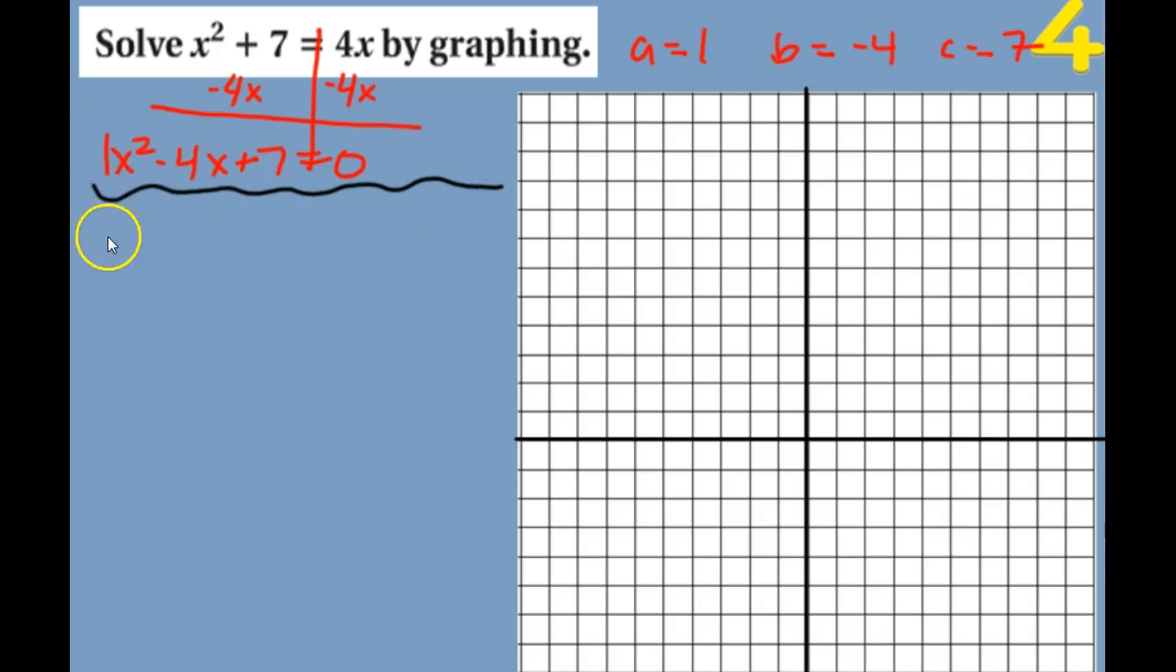So our axis of symmetry comes first, so we know where to start. Negative b over 2a. So negative b is already negative 4, so those two negatives make a positive. And then 2 times a in the bottom, and a is 1. So we have 4 over 2, which is really just 2. So our axis of symmetry is at 2, when x is 2.